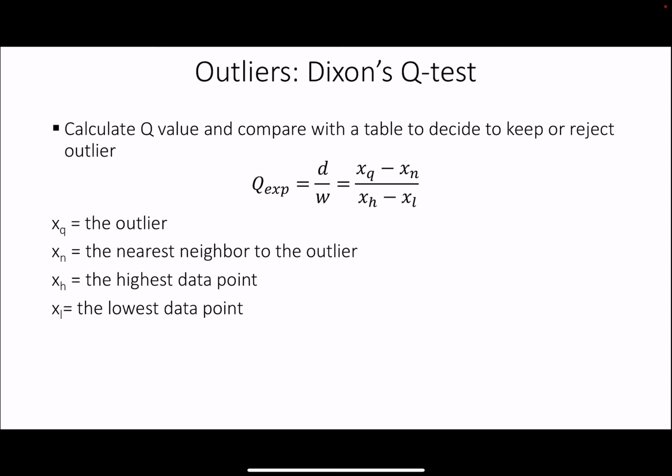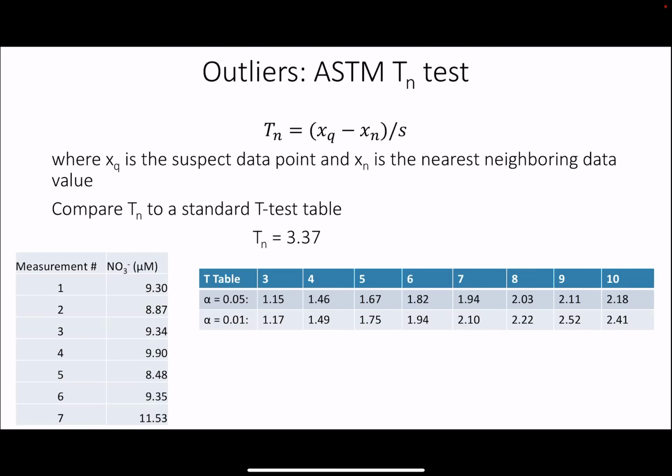So one option is the Dixon's Q-test, which you see a lot. You calculate a Q value, and you compare it with a table to decide to keep or reject the outlier. In this case, you have the outlier itself, the value closest to the outlier, and then you use the range of the data, the highest and lowest data point, to calculate this Q value, and you would find a table online or in a textbook. Same idea here with the capital T-test. You have your suspect data point, your outlier, the nearest neighbor, and you use your standard deviation.